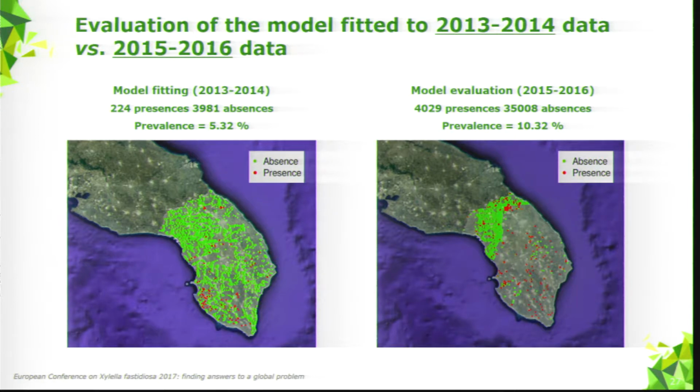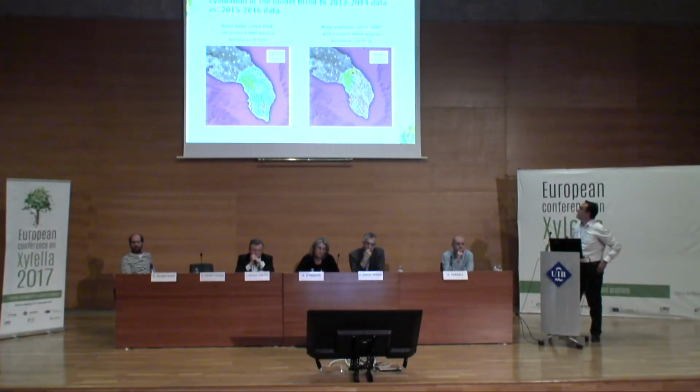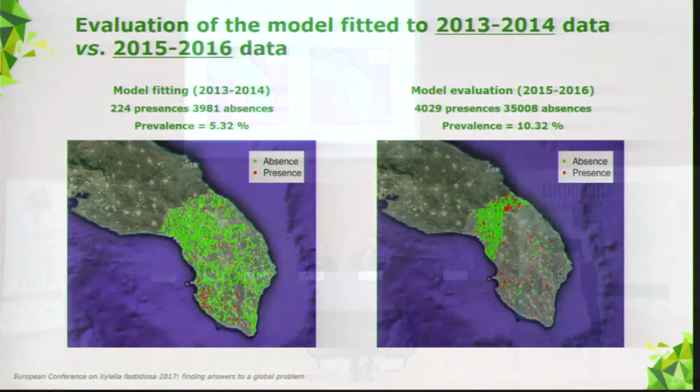So another step that we did is, okay, we used the 2013-2014 data, that is this data set, about 200-something presences and about 4,000 absences with this prevalence of 5.3%. But the idea is to see how this model is able to predict what will happen in the future. And for this, we used the data set of 2013 and 2016. And also you see the characteristic, in this case, a much higher number of cells, grids that were surveyed, but the prevalence was somehow similar, a bit higher, but still a low prevalence.